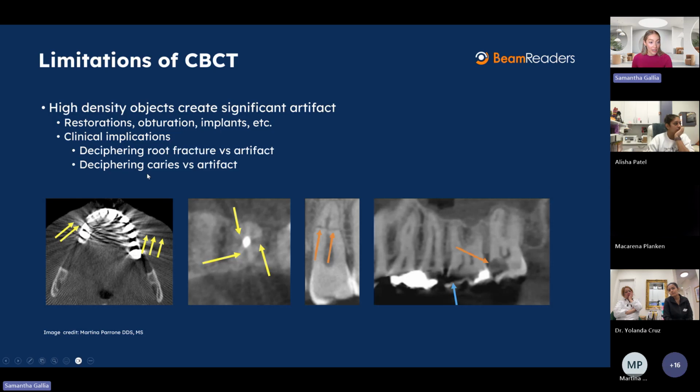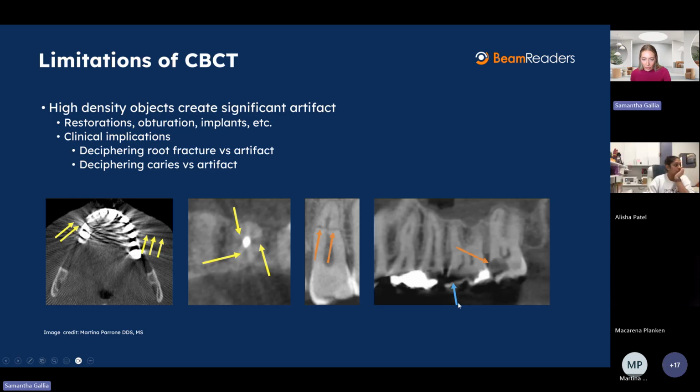And then deciphering caries versus artifact. This on the right is a really great image from Martina. The blue arrow is showing artifact from a high density restoration. And then the orange arrow is showing what a true carious lesion looks like. So I find a good way for general dentists that are just being introduced to CBCT to tell the difference of these two things is you have to look at the proximity of the restoration to the low density area you're looking at.